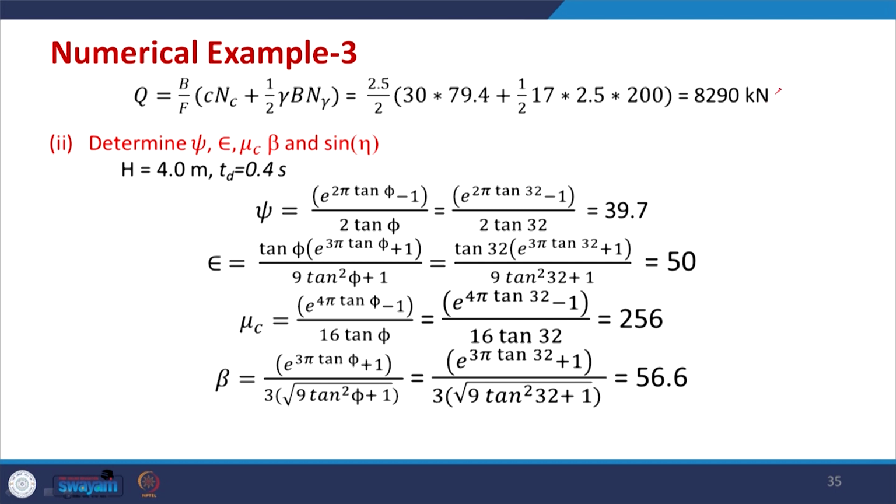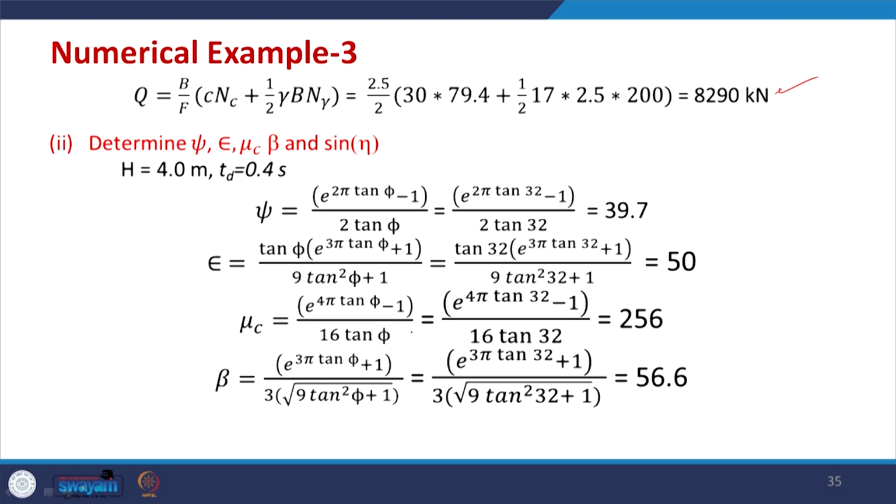So, you get a load of 8290 kilonewton here. Then other parameters given in this theory, psi, epsilon, and mu, c, beta and eta, are calculated here. So, this is this value, and then you can see that all these equations are there. So, what do we need to do?